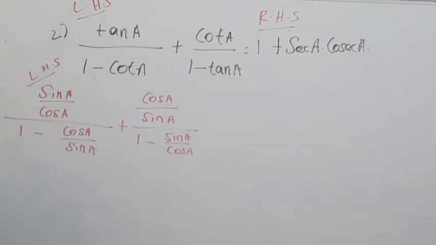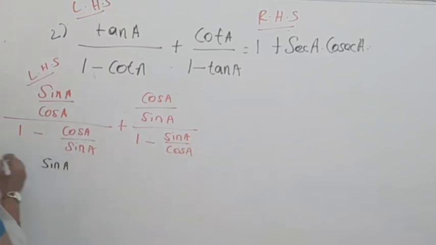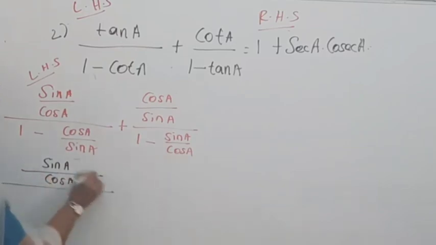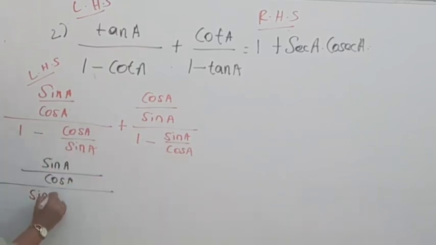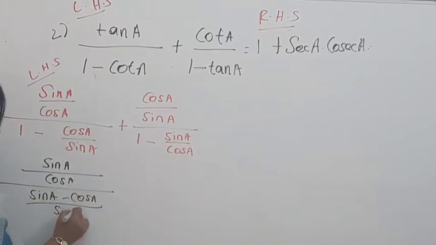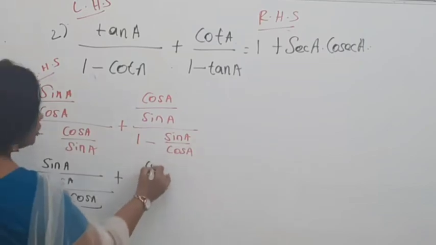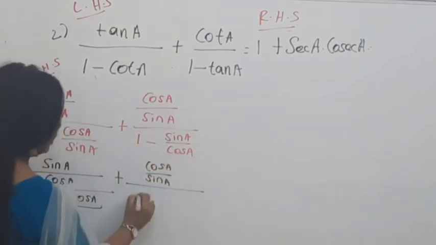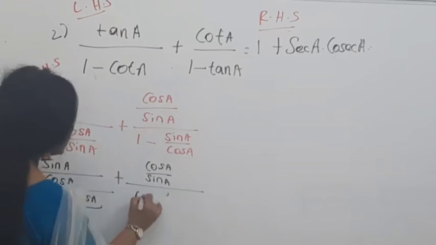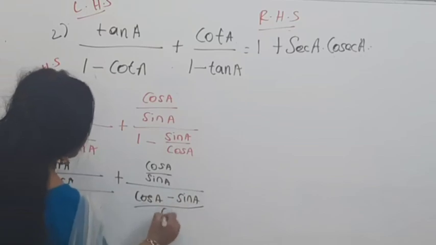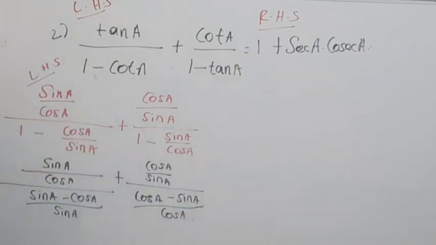So now I go for taking the LCM. Sine A by cos A, whole thing divided by sine A minus cos A divided by sine A, plus cos A by sine A, whole thing divided by cos A minus sine A divided by cos A. Hope you get this point.